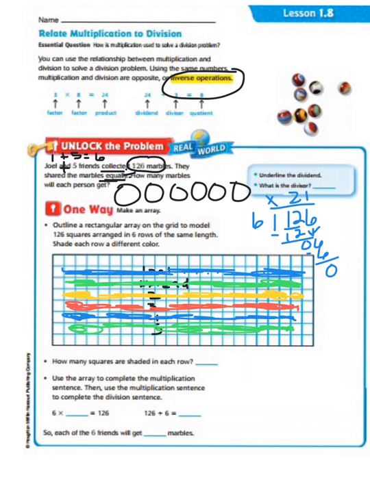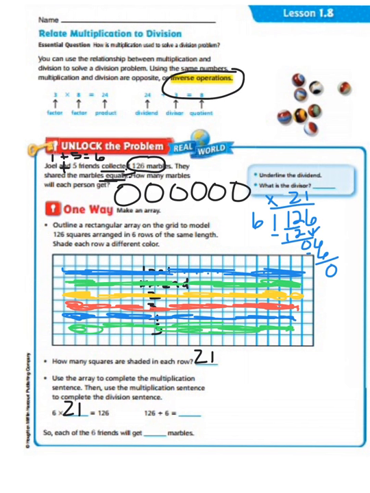So how many squares are shaded in each row? And we see that there are 21 squares shaded in each row. So it says then to use the array to complete the multiplication sentence. Then use the multiplication sentence to complete the division sentence. Well, we see that 6, because there's 6 people, times our 21 in each row equals 126.